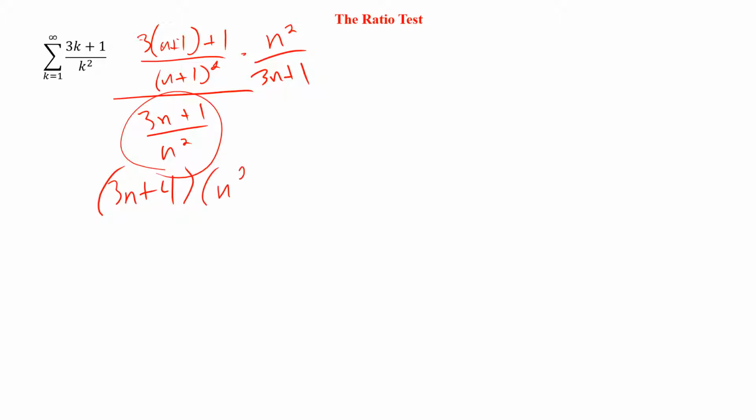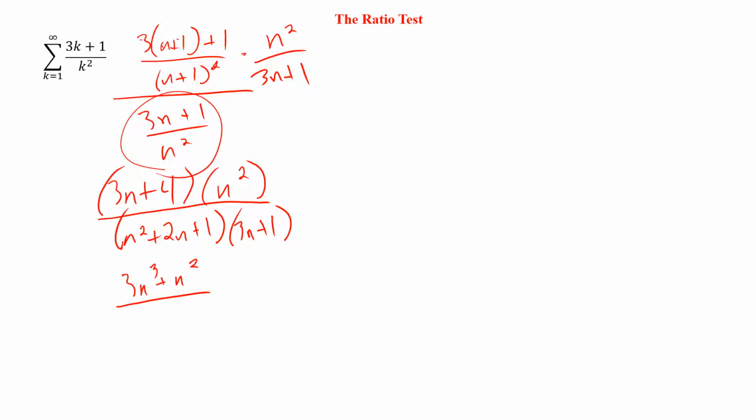times n squared over n plus 1 squared, which n plus 1 squared will be n squared plus 2n plus 1, times 3n plus 1. Multiply these out to get 3n cubed plus n squared over 3n cubed plus 7n squared plus 5n plus 1.